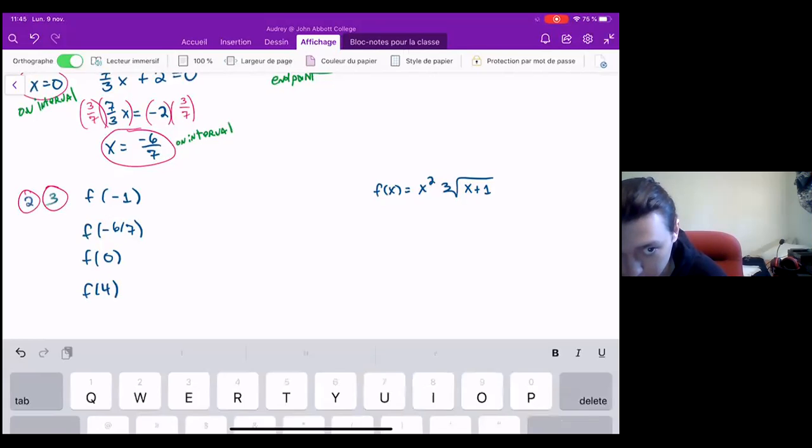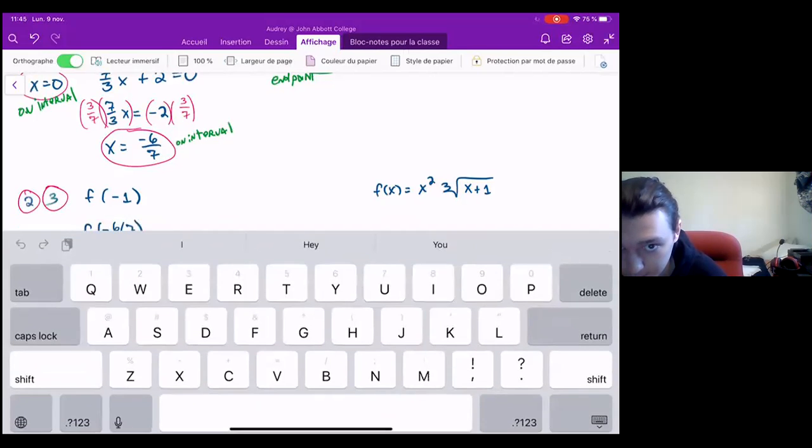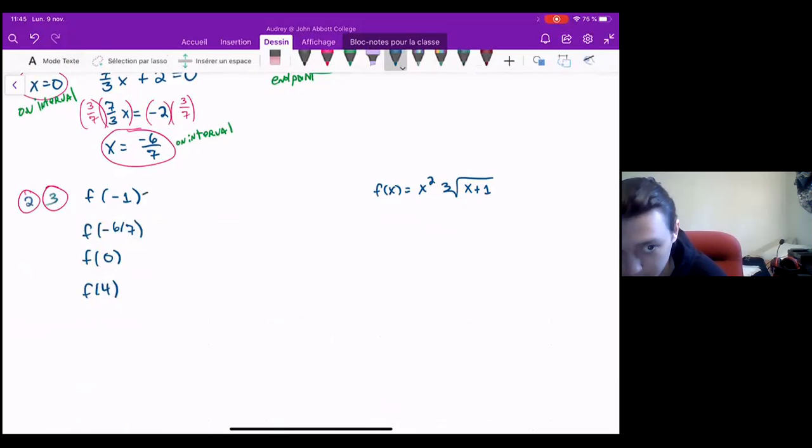So I get, oops, -1 squared times the cubed root of -1 plus 1, which just gives me 0. Then -6/7 squared times the cubed root of -6/7 plus 1, which gives me 36/49 times the cubed root of 1/7.